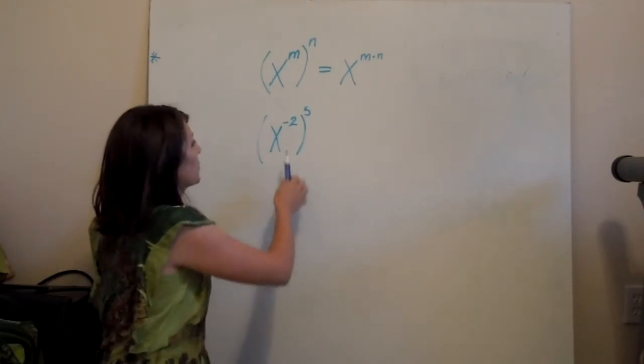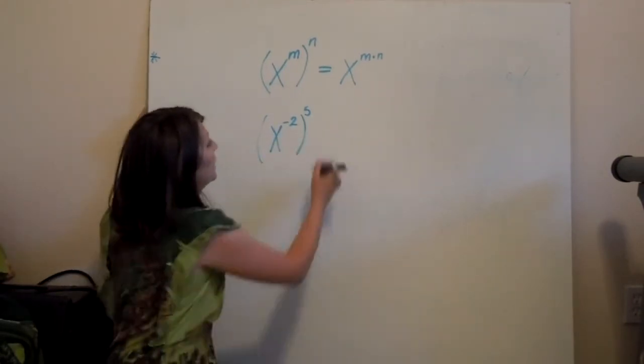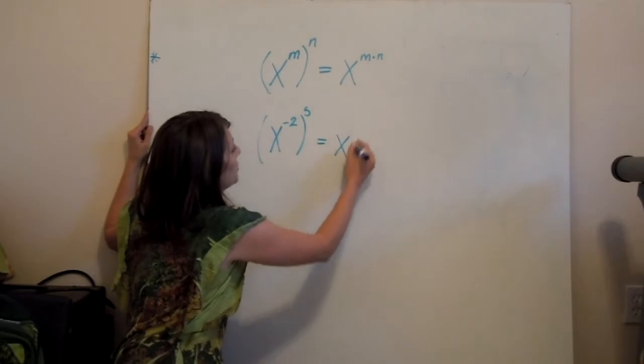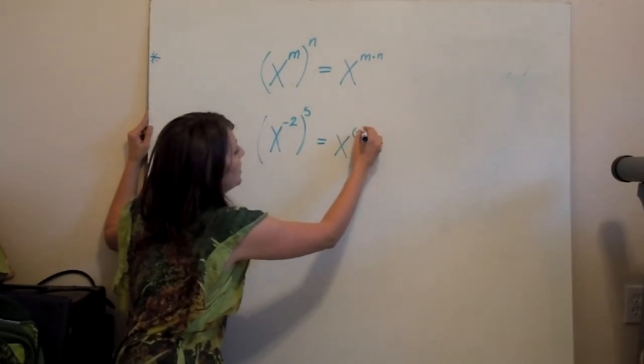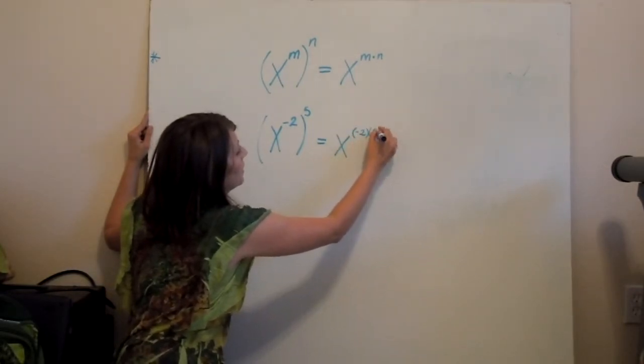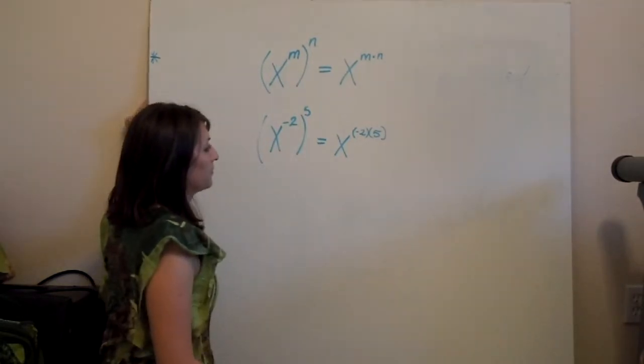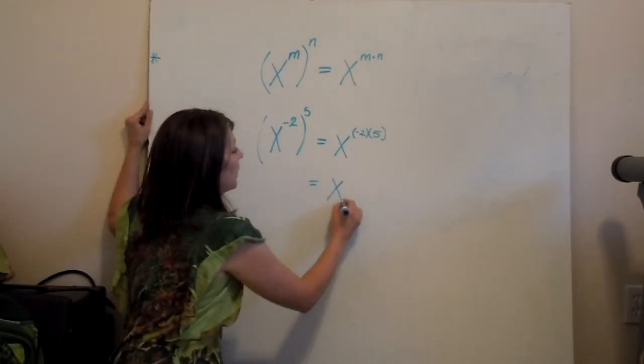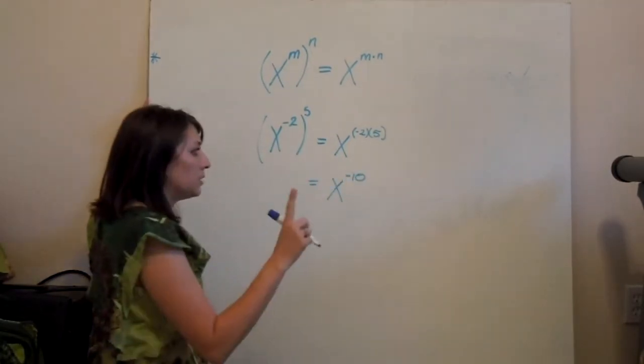So the first thing we say is, oh great, I have a negative here. But let's first follow this rule. So we say x raised to the negative 2 times 5. That gives us x to the negative 10 power. And then we need to do one more thing.